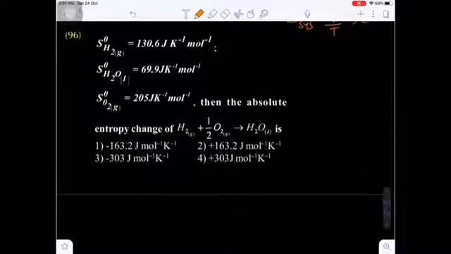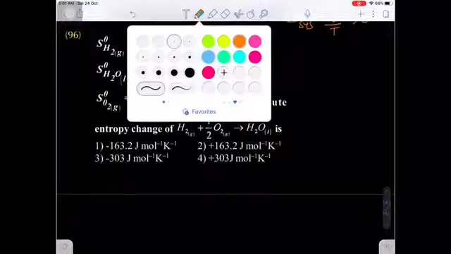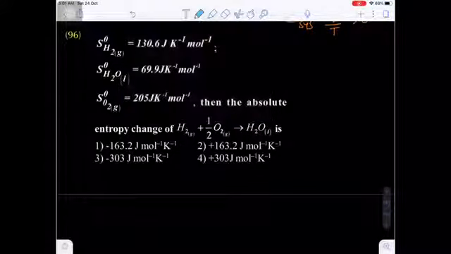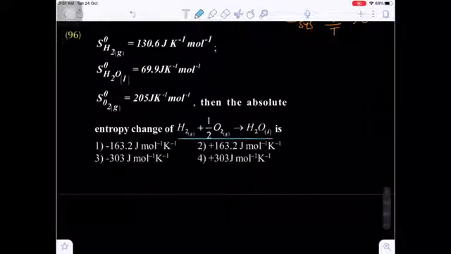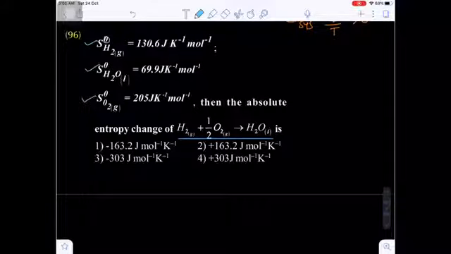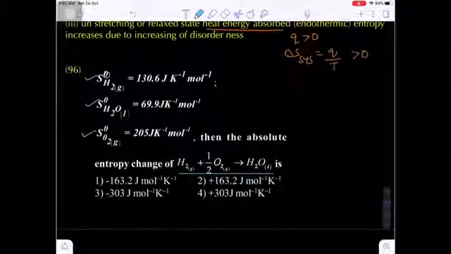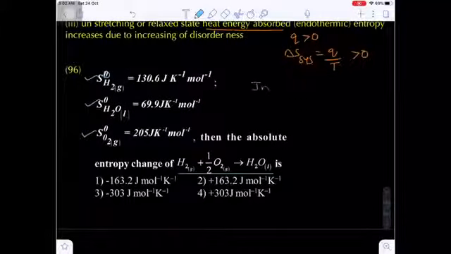Okay. Now, the next question, that will be question number 96. Here, an equation is given, H2 plus half O2 gives H2O. Now the reactants H2 and O2, the product will be H2O, and their standard molar entropies are given. So this will be superscript 0 corresponding to standard condition.